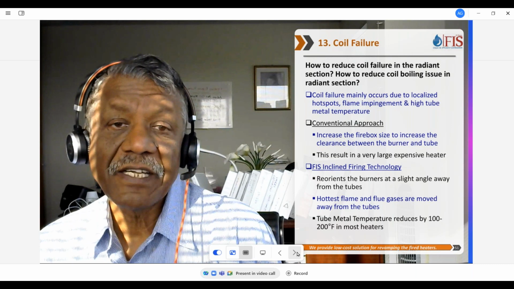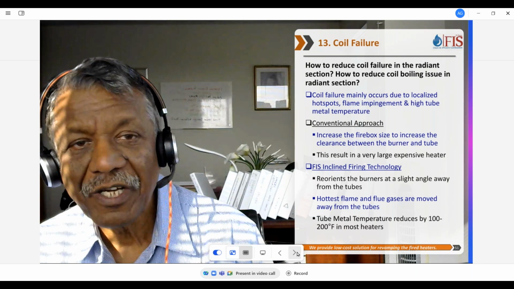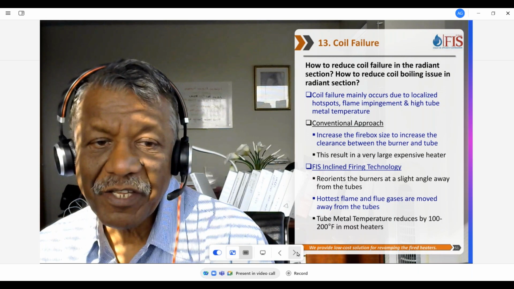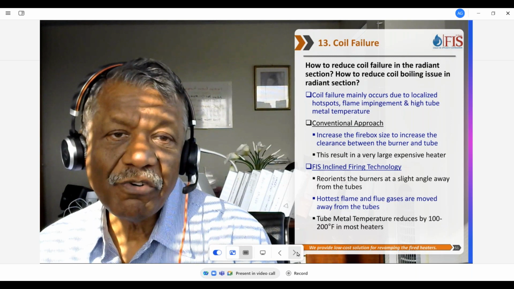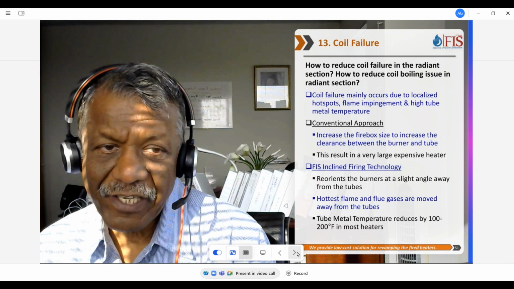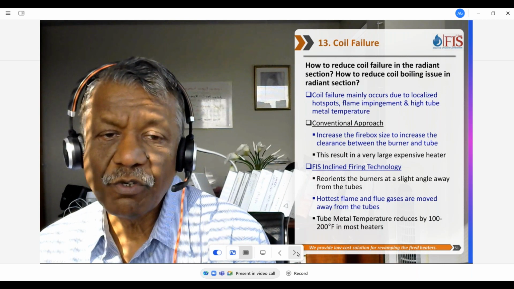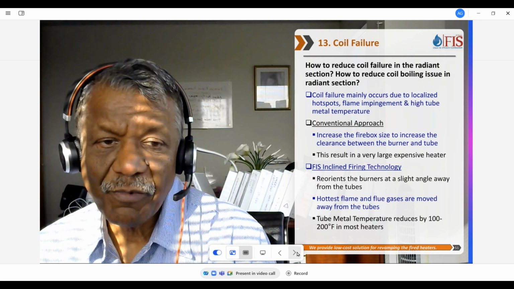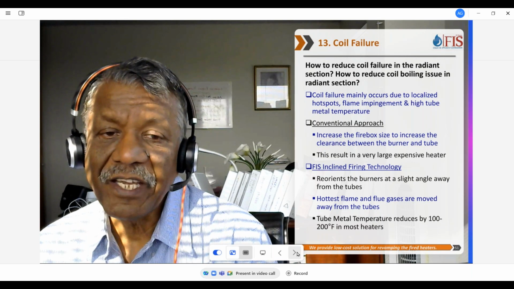Coil failures. I would like to do a full webinar on how to reduce coil failures in the radiant section. My team has done this slide, and I will cover it. Most of the coil failures occur due to hotspots, flame impingement, and high tube metal temperatures. If you want to follow the conventional approach, you need to increase the size of your firebox, which may not be possible if you have an existing heater.